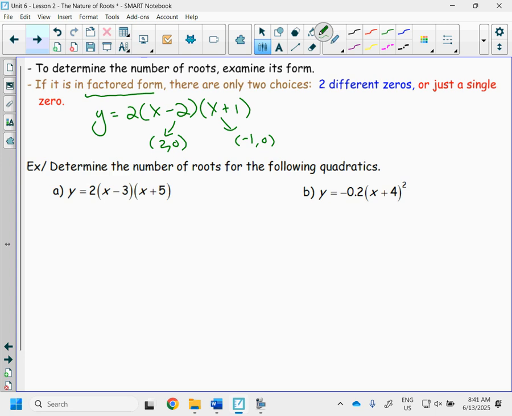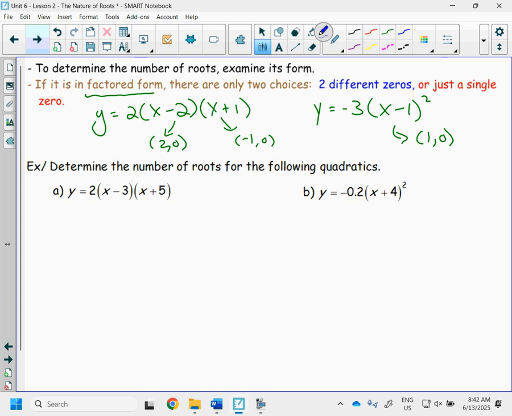Or you could have an equation that looks like this. A perfect square, the same zero twice. Well, if it's the same zero twice, it only has one zero, one solution, one root. And it's not possible to have no solutions, because then you couldn't have factored form. Factored form is literally the roots, right? The solutions, the zeros. So that's the easiest form. We like that form.